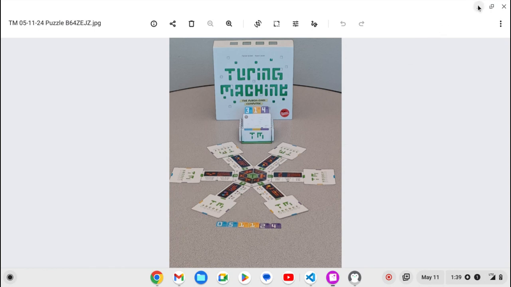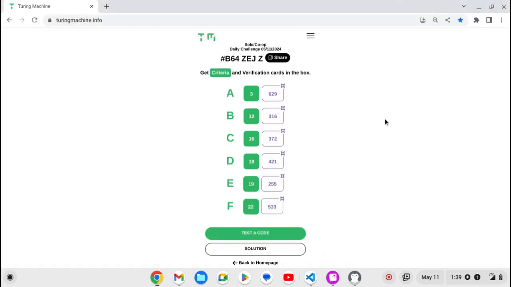Let's actually go to turingmachine.info to get more information. So today's puzzle has this unique identifier, which you could always go back and do a lookup. Again, today's puzzle uses 6 criteria cards, and today's puzzle uses the purple verification color scheme. Let's actually go and solve.